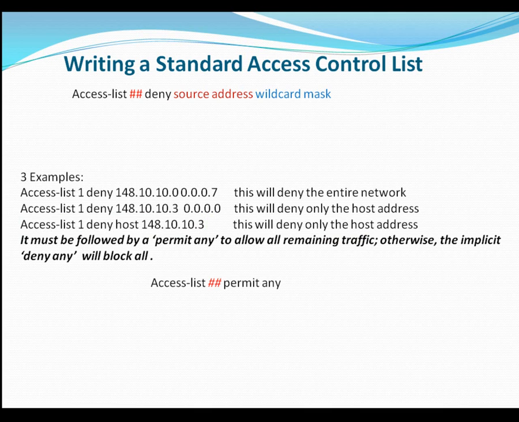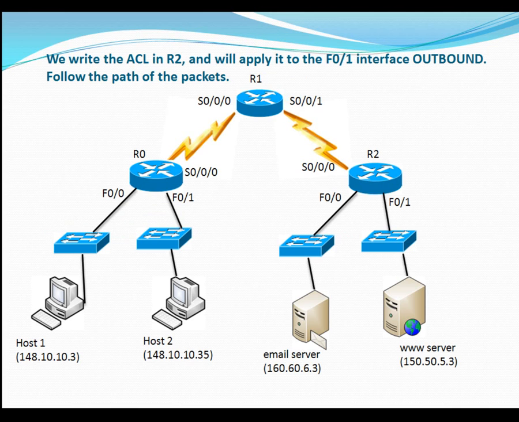Access list 1 permit any. We write the ACL in R2 and will apply it to the Fast Ethernet 0/1 interface in the outbound direction. Follow the path of the packets. You start with host 1, enter router 0 through Fast Ethernet 0/0, exit router 0 through serial port 0/0/0, go in router 1, out router 1, in router 2 through the serial port, and attempt to leave Fast Ethernet 0/1 of router 2. This is where they will be blocked.